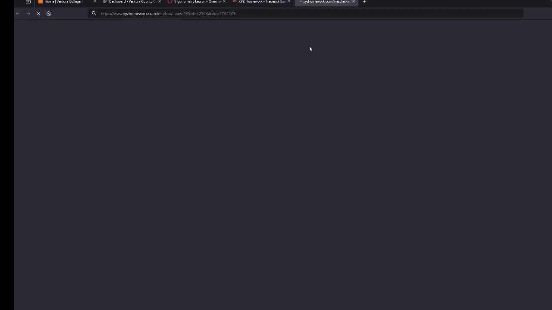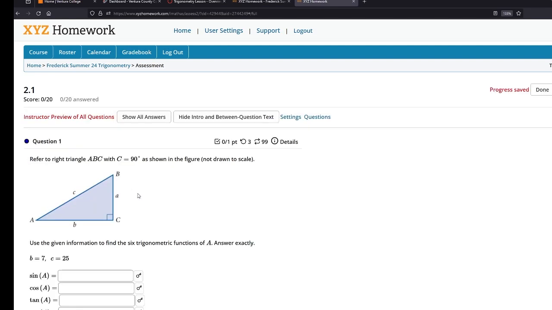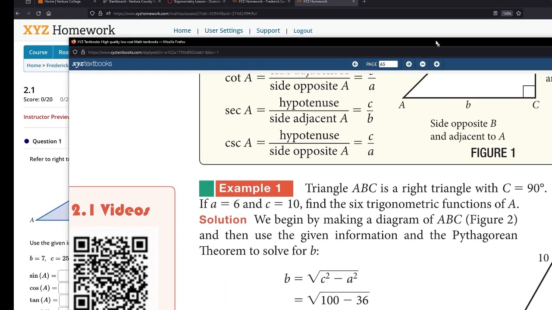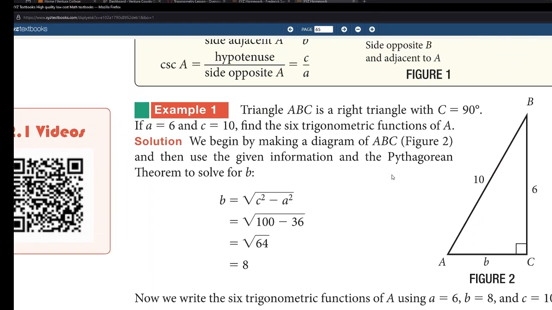So I'll go into 2.1, and we'll go into the teacher preview. And we've got some problems here to work on. So I want to make sure you know how to do these problems because they can look confusing at first, but if you know what's going on, these really aren't very complicated. So we can pull up the ebook here. And I want to show you a couple things.